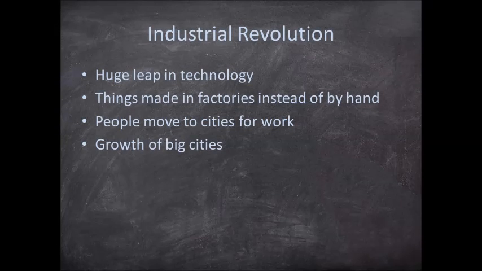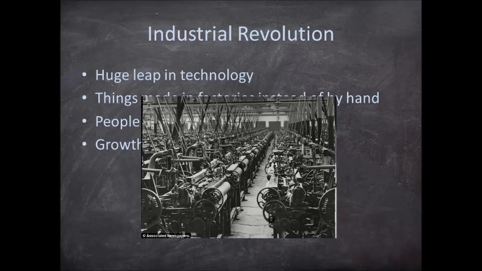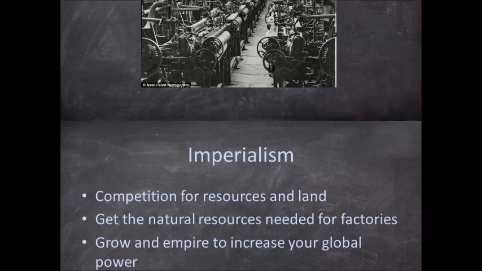The Industrial Revolution is a huge leap in technology. Things are going to be made in factories instead of by hand. People move from farms and rural areas to cities for work, and it's going to be the growth of big cities. The picture here is just one factory, but we see a huge demand for factory jobs, which are better paying than farm jobs, but they also have their downsides too.